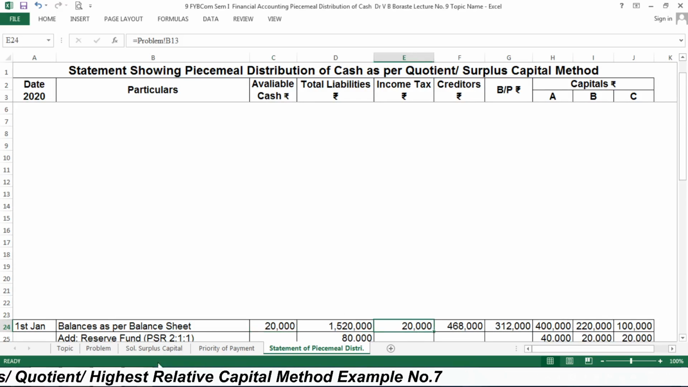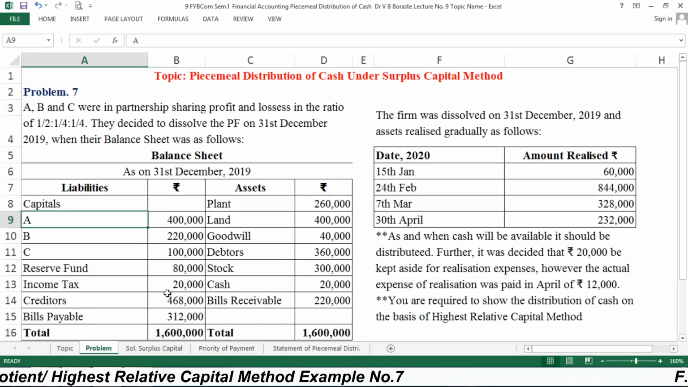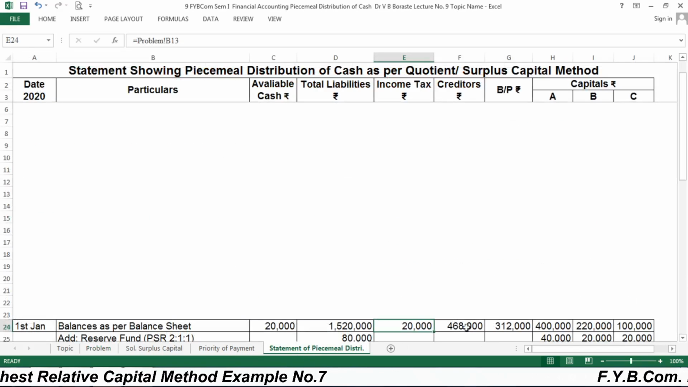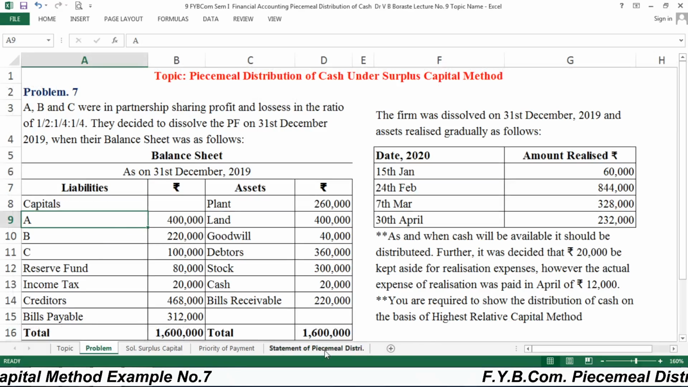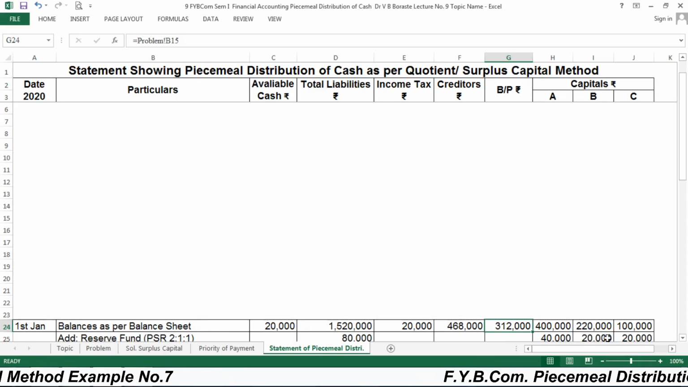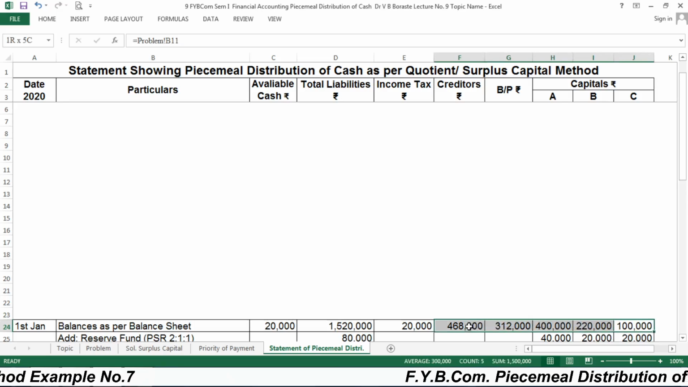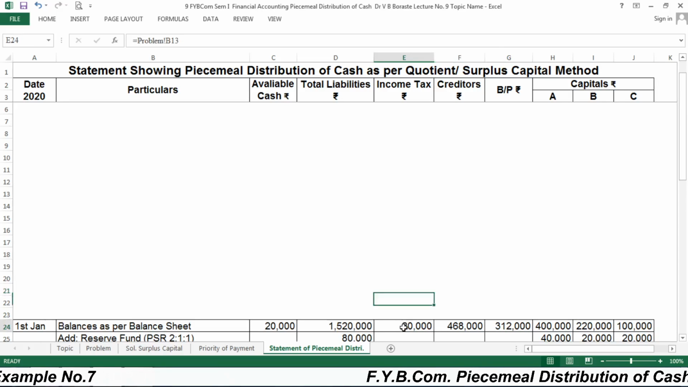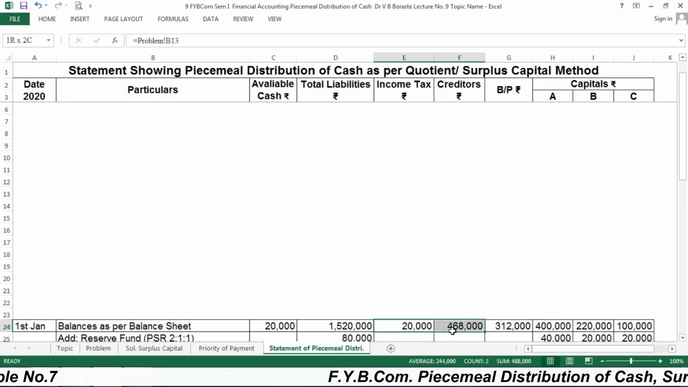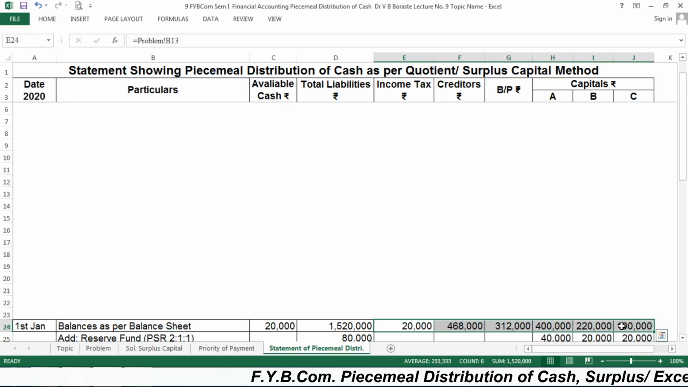Then income tax rupees 20,000. You can see here the income tax amount 20,000, creditors 4,68,000 and bills payable 3,12,000. While capital is 4,20,000, 2,20,000 and 1 lakh. This is the total liability. So when we consider all the liabilities, that is 20,000 plus 4,68,000 plus 3,12,000 plus 4 lakh plus 2 lakh 20 thousand plus 1 lakh, the total becomes 15 lakh 20,000, that is total liability.